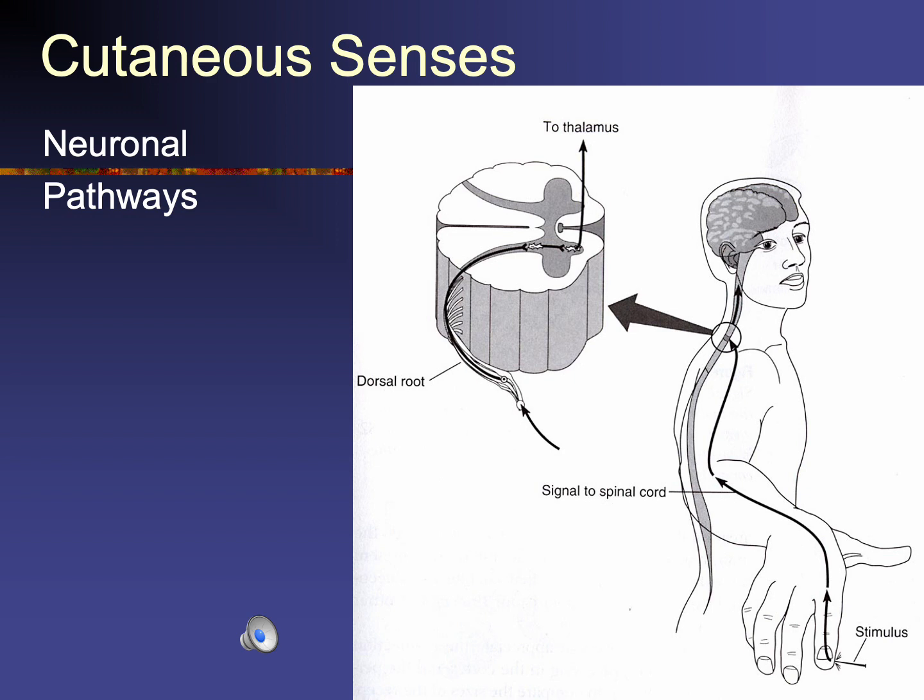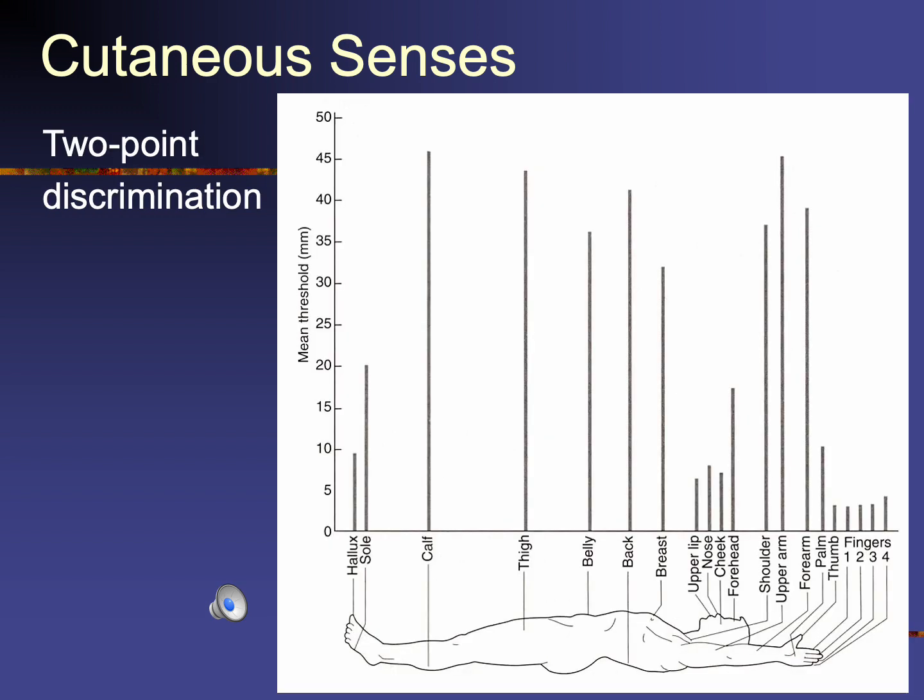Then from the thalamus, it goes to the cortex. This graphic shows the sensitivity and receptive fields of different parts of your body. You can imagine that you have less sensitivity in your back and your calf muscles and so on than you do in your hands, fingers, your face. And this is reflecting that.